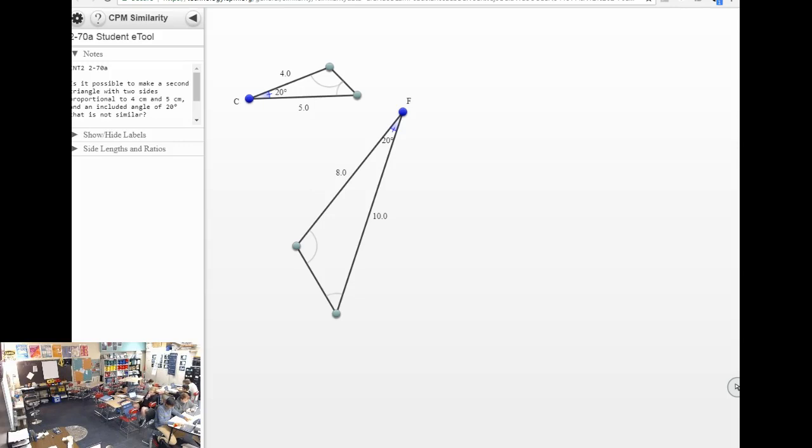So are you less frustrated now than when we first started playing with the E tool? Yes. I didn't know that this meant dilation. So this is not using angle, right? We only know one angle here. What theorem is this having us prove?